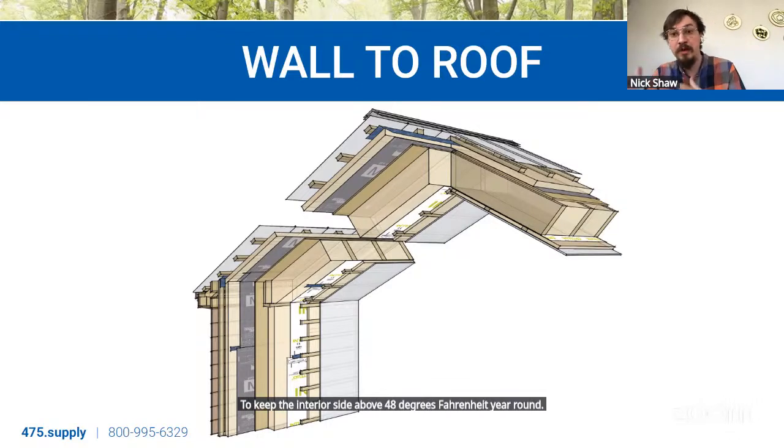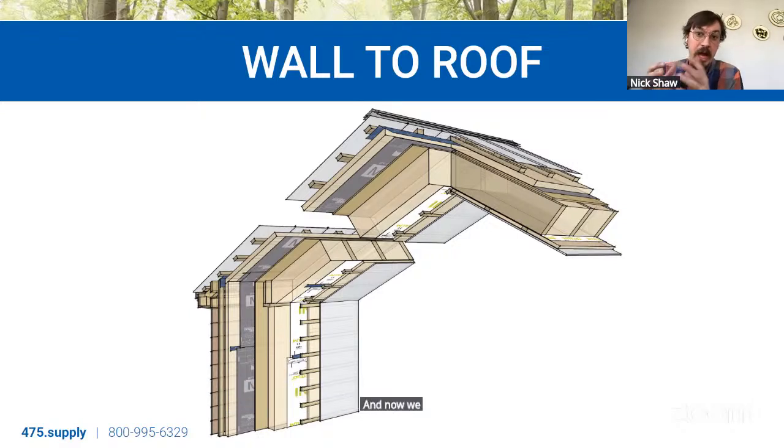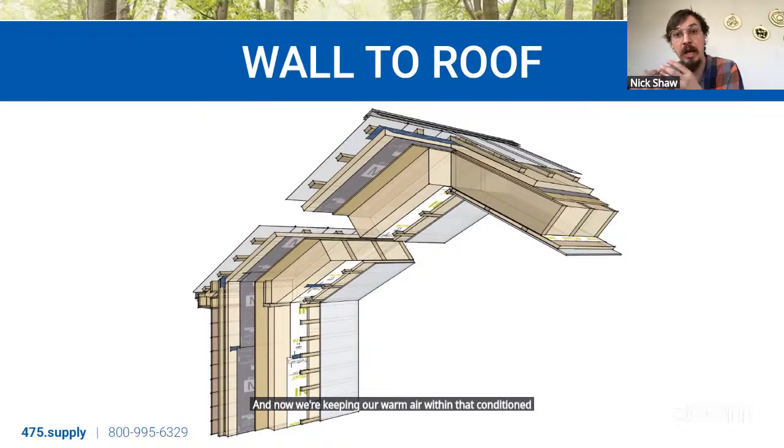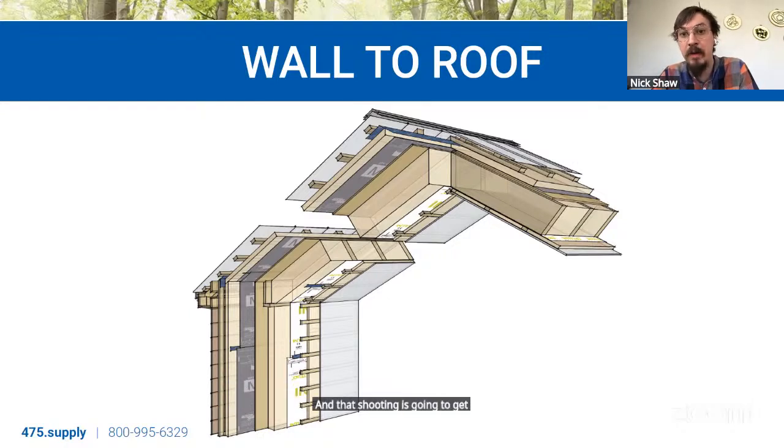The other kind of school of thought is no exterior insulation and have the Intello as your interior air barrier. Now we can use double stud construction or things like that and have a big thick layer of fibrous insulation. And now we're keeping our warm air within that conditioned space and not letting it move through that insulation where it would condense on the backside of that sheathing. And that sheathing is going to get cold. That's totally fine. So kind of two schools of thought.